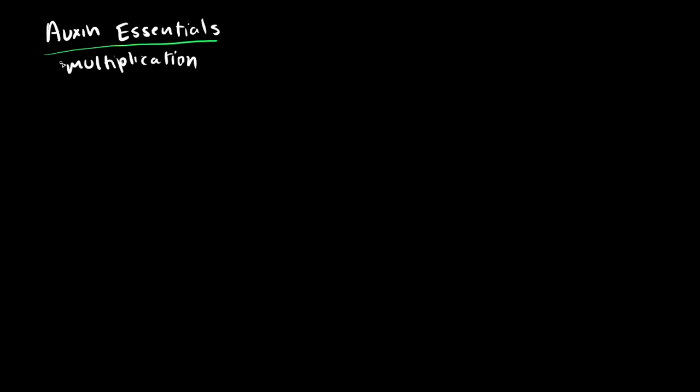And for the first video on Auxin Essentials, we're going to talk about multiplication, and a multiplication trick that changed my perspective on multiplication equations themselves. And it all stems from a pretty simple formula. A plus b times a minus b is equal to a squared minus b squared.